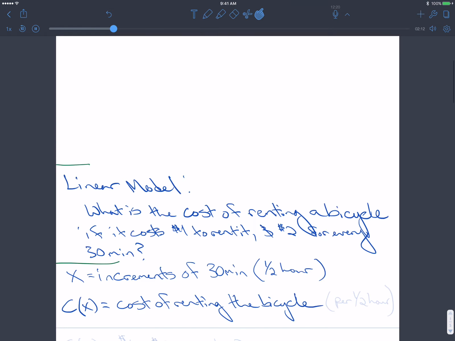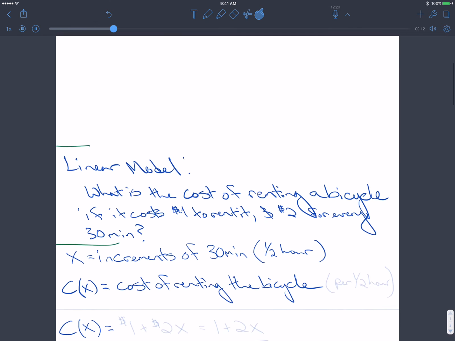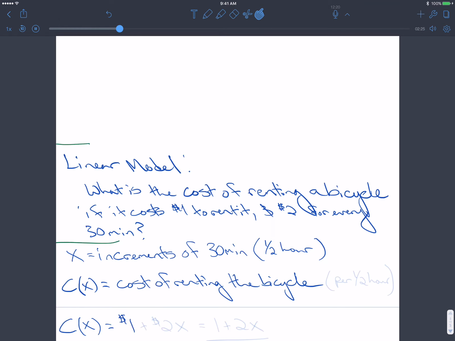So you can define c of x as equal to this $1 plus the $2 times the number of 30-minute increments. And so even if you ride it for only 1 minute, you're paying for 30, by the way this model is set up. And so that gives us $1 plus $2 times x, or to simplify the form, you can write that as 1 plus 2x. Just make sure that when you write your final answer, it's still in dollars.